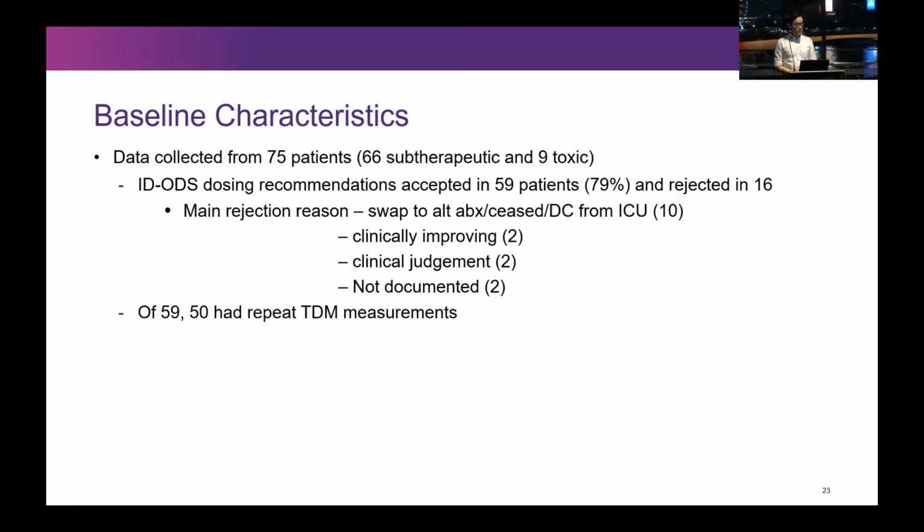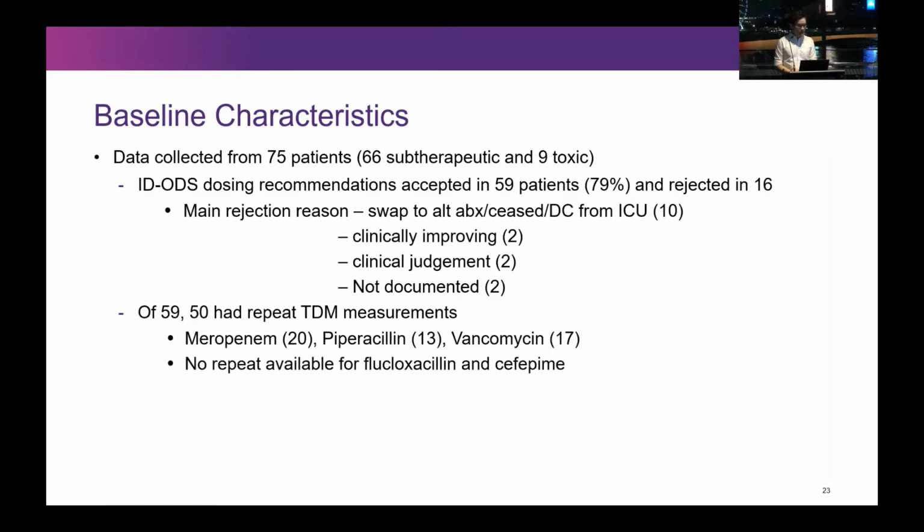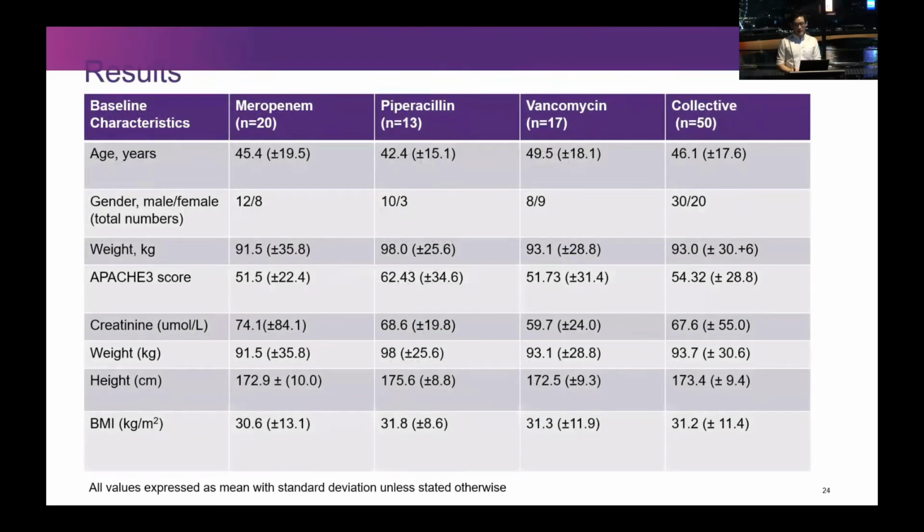Of the 59 patients, we managed to get 50 patients with repeat therapeutic drug monitoring measurements. And 20 of them came from meropenem, 13 from piperacillin, and 17 from vancomycin. We did have a couple of patients who received fluclox and cefepime, but unfortunately we were unable to get a repeat antibiotic measurement for those patients. This is just the baseline characteristics of all the patients that were included in this particular study. So it's been divided up into the individual antibiotics and collectively the 50 together. So overall, fairly similar characteristics, certainly no statistically significant difference that we could see between the different groups.